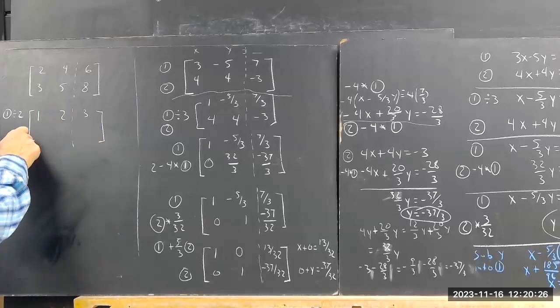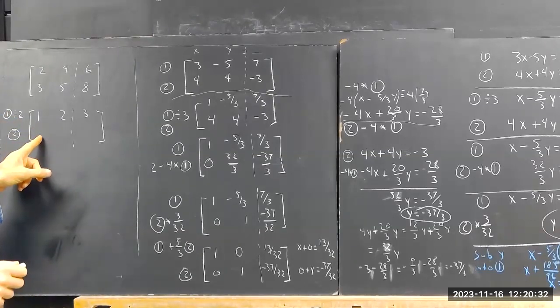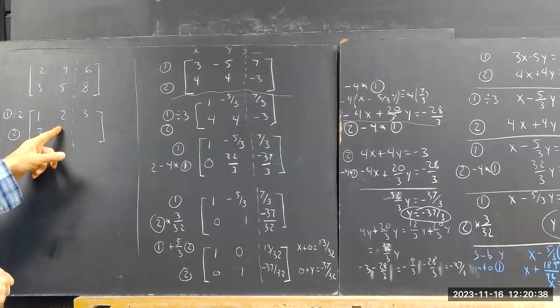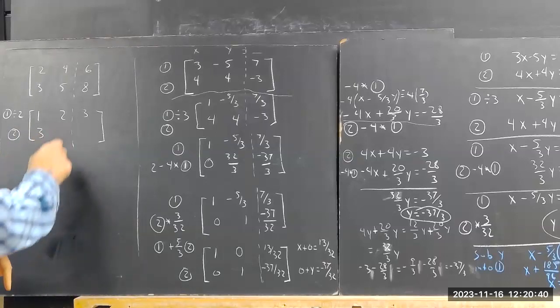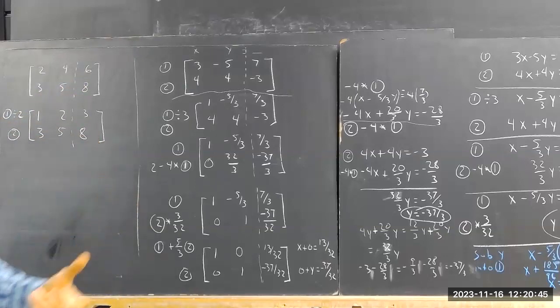And then I'm going to write down row 2. So what number do I put here? Yeah, 3. What do I put here? 5. What do I put here? Well, I won't make you use 2 hands, but I'll put 8.